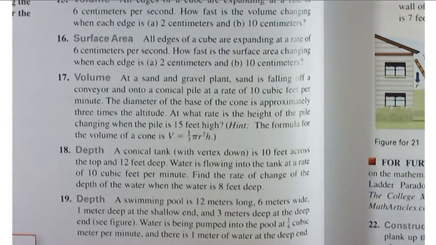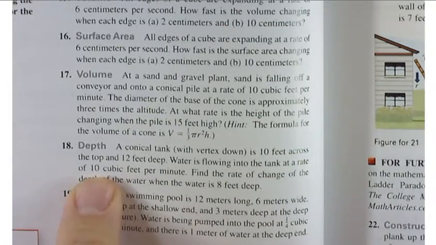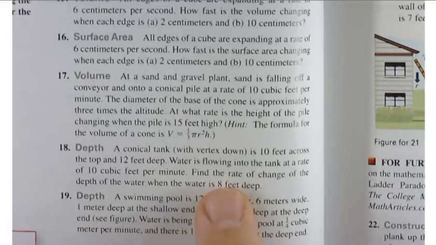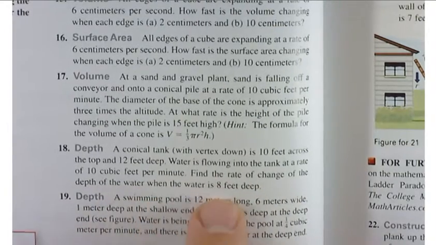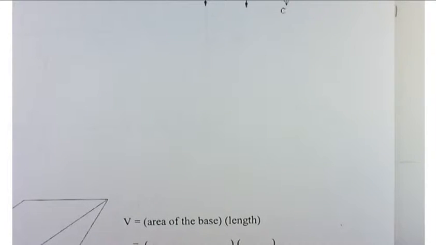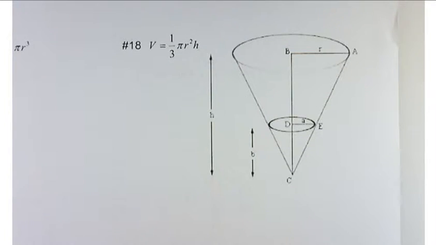Perfect. Thank you. dV by dt, the rate of change of the volume, is 10 cubic feet per minute. Find the rate of change of the depth of the water when the water is 8 feet deep. So, a lot going on here. Let's write down a few things that we know and a few things that we don't know.